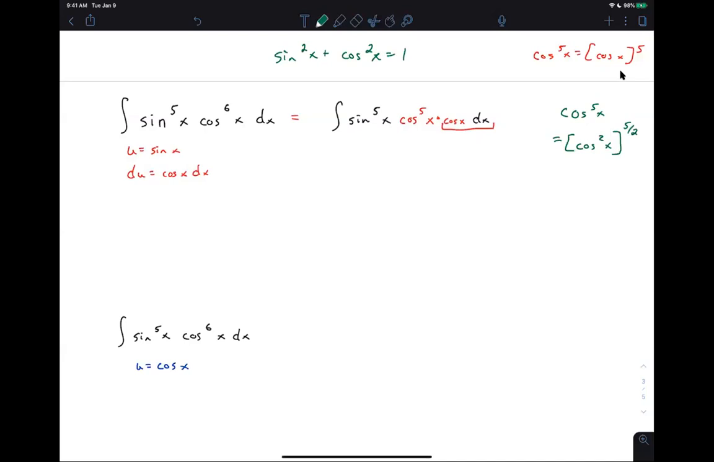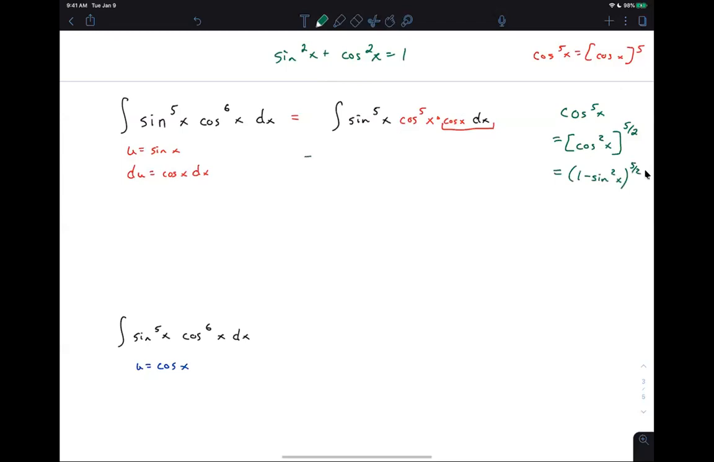Does everybody see why that's true? When you do a power to a power, you multiply. So cosine to the 5th is the same as cosine squared to the 5 halves because 2 times 5 halves is 5. Why would I choose to write it with a cosine squared here? This is not always going to be 5 halves, but we are always going to want squared here. Why? Based on what we've got up here, what's cosine squared the same as? 1 minus sine squared x. So cosine to the 5th is the same as 1 minus sine squared to the 5 halves.